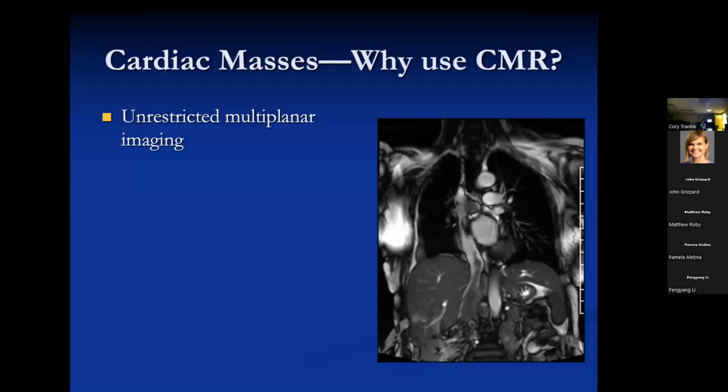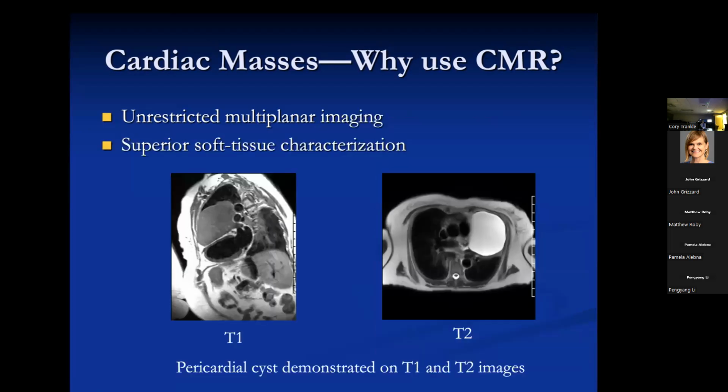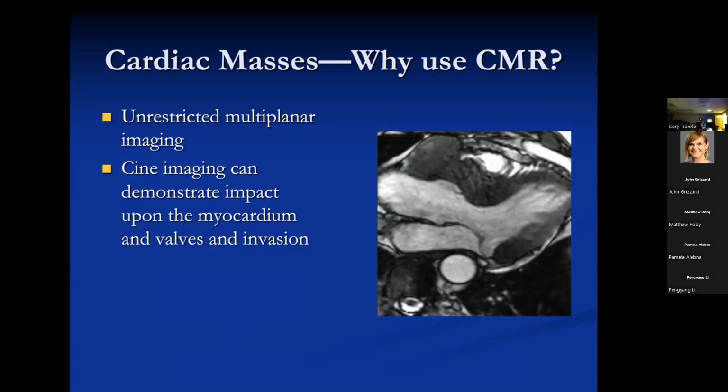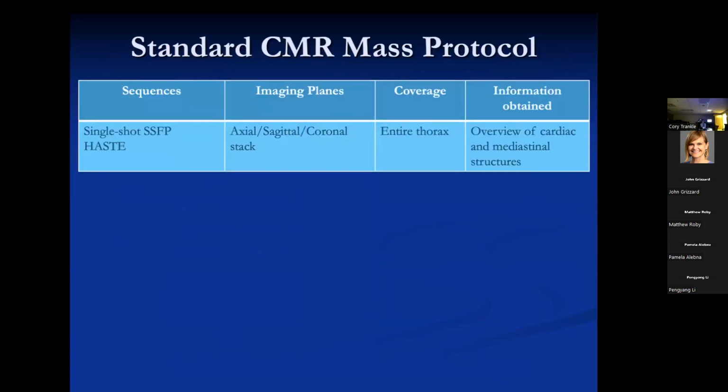Okay, so just using CMR, this is what I was referring to when I said unrestricted multiplanar imaging. You see tumor coming up from the renal veins up into the cava, but then subsequently it's embolized to the right pulmonary artery. So this kind of global comprehensive imaging is something you can do with MR. And here's a large pericardial cyst on T1 and T2 mapping. T1 and T2 imaging demonstrates very high signal on T2 with iso-intense signal on T1.